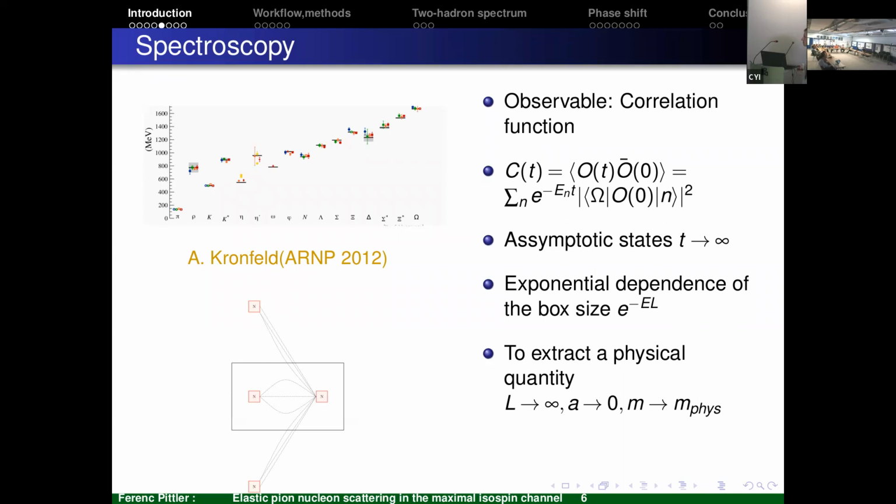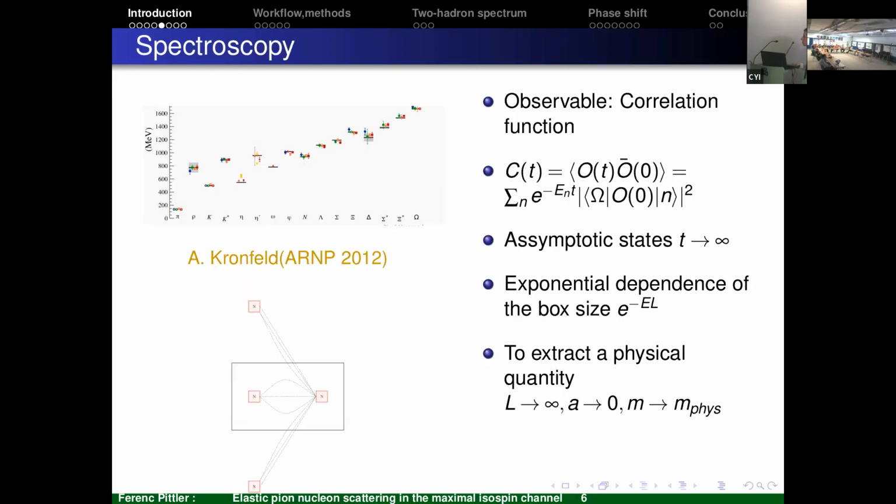But if you want to compute a physical quantity, you really have to take the limits in this order, basically. You have to take the thermodynamic limit, L goes to infinity, in order to remove this exponential dependence. You have to take the continuum limit, and you have to be at the physical point, at physical quark masses. Okay.